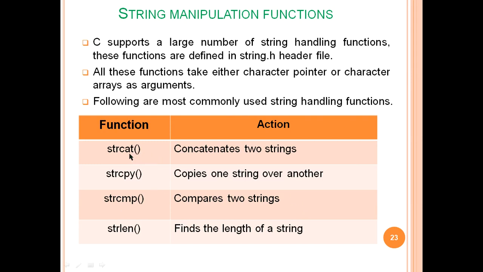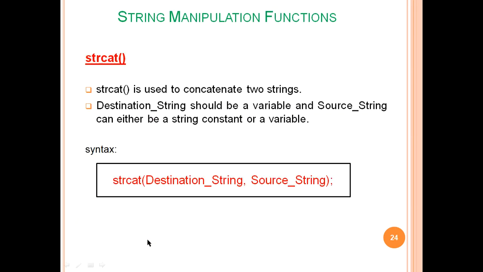These are the most commonly used string handling functions. strcat, we call it string concatenate, concatenates two strings, that is, joins two strings. String copy, strcpy, copies one string to another. String compare, strcmp, compares two strings. Then we have string length, strlen, which finds the length of a string. To concatenate, strcat. To copy one string to another, strcpy. To compare two strings, strcmp. To find the length of a given string, strlen.